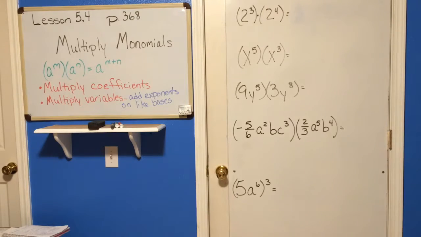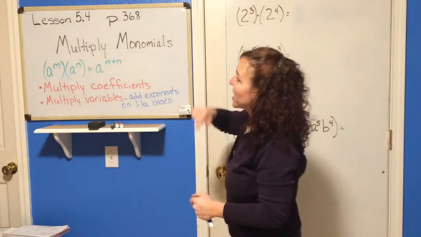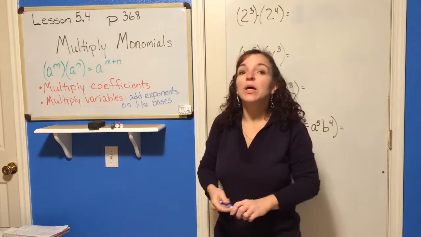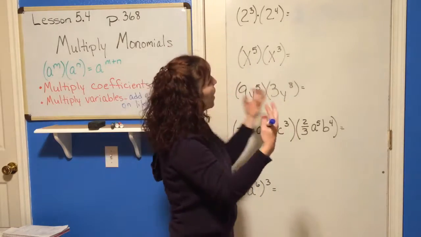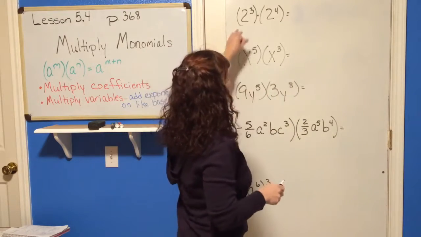In the last section, we added and subtracted monomials. So in section 4, we're going to multiply monomials. And to see where the parts are going to come from, let's just look at one.